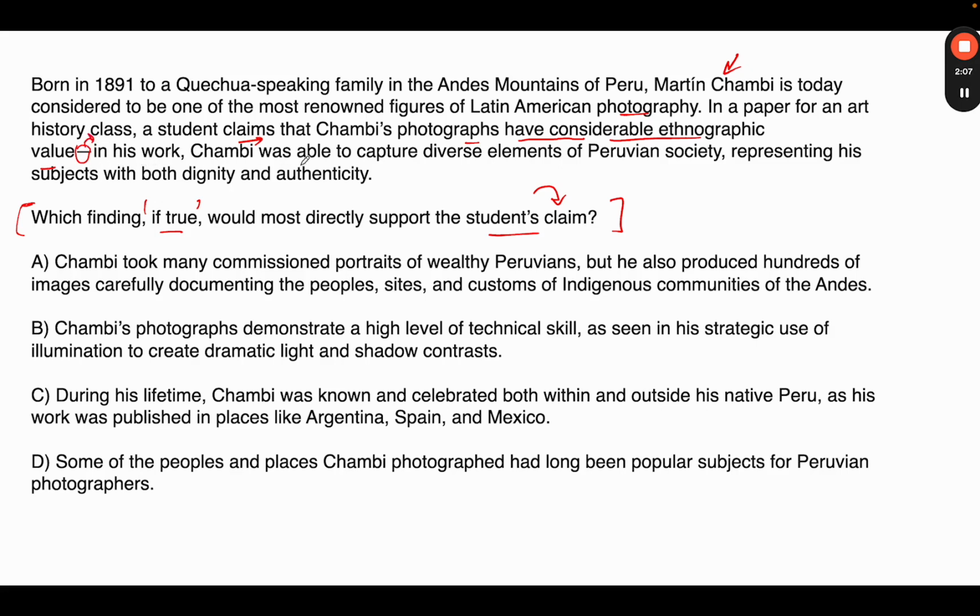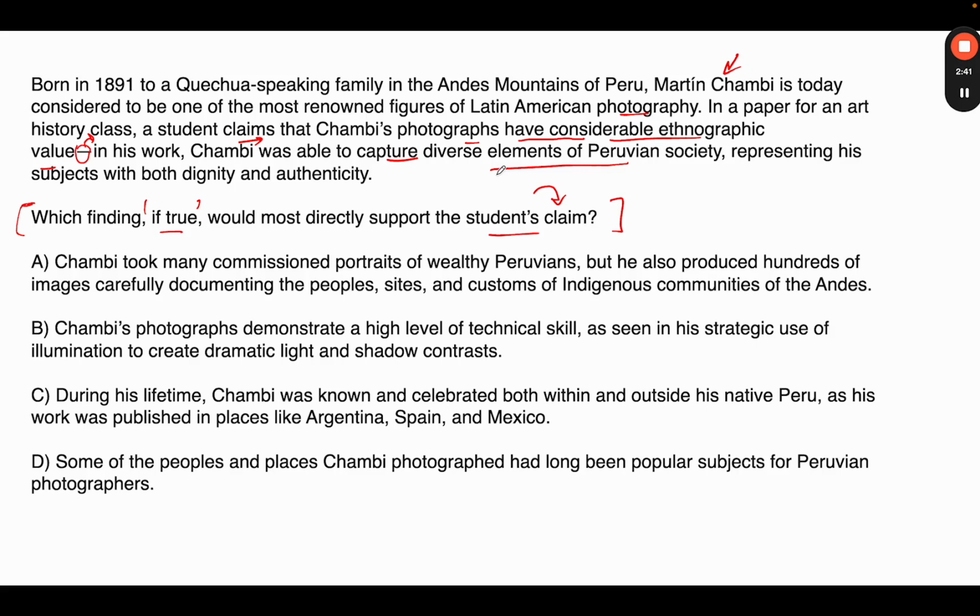In his work, Chambi was able to capture diverse elements of Peruvian society, representing his subjects with both dignity and authenticity. So basically, what is the student claiming? That Chambi was capturing diverse elements of Peruvian society, right? That's the claim. The claim is about Chambi's photography, and what about the photography? That Chambi used to capture diverse elements of Peruvian society. I have to support this further. Correct? Now let's go ahead and look at our options.